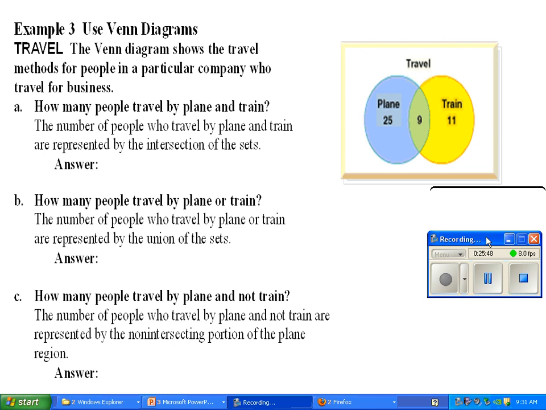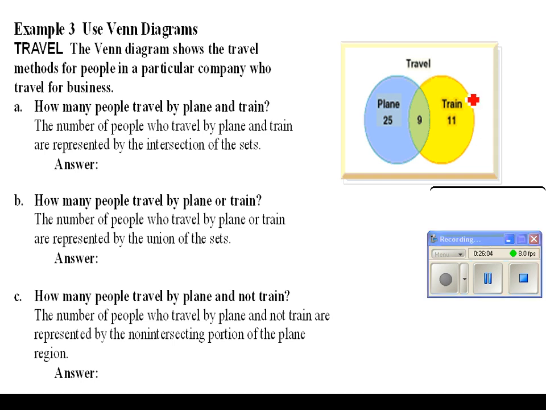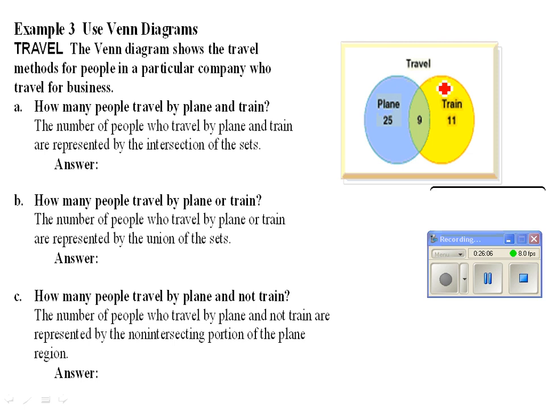Now, some teachers in the past, they didn't teach you wrong, but when you were in 3rd grade, 4th grade, whenever you started dealing with Venn diagrams, that's what they told you to do. They said, which people travel by plane and train? Add them all up. Is that what we should do here? No, because now you know that the word and tells you both. Both have to be true.